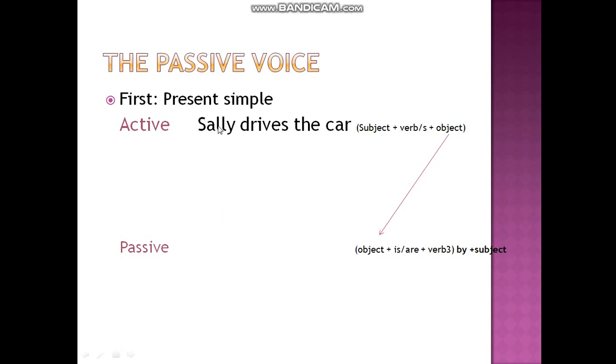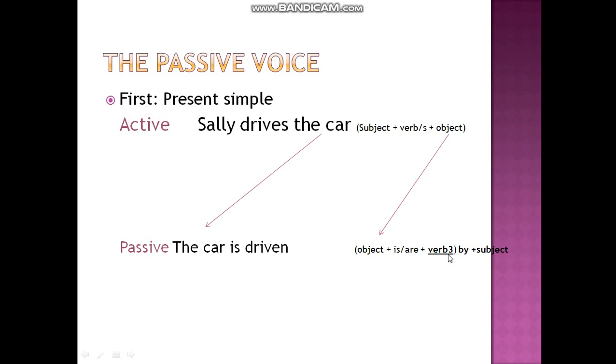So we have subject, verb, object. We're gonna take our object, put it first in the sentence. Then the car, is the car singular or plural? The car is singular, so we add is, the second part. So we have our object, then we have is because it's singular, and then the verb 3 of the verb in my sentence. What is the verb 3 of the verb drive? Driven. So the car is driven.